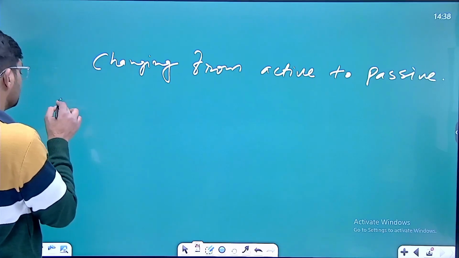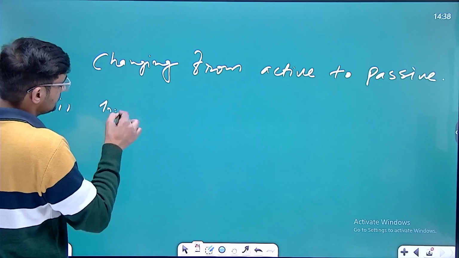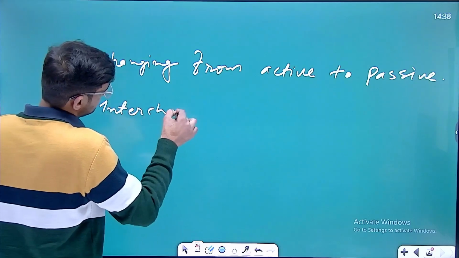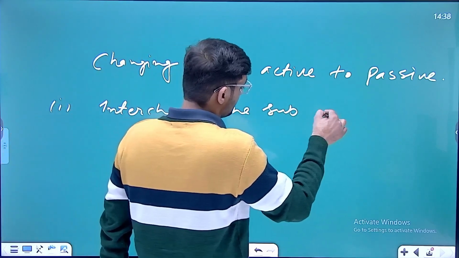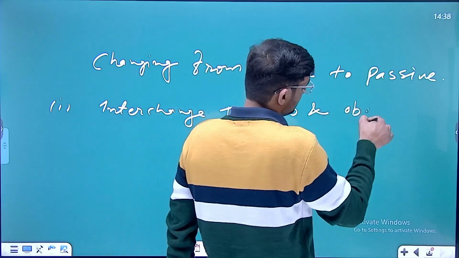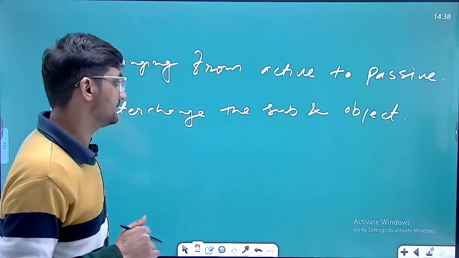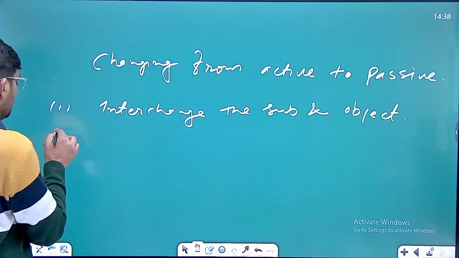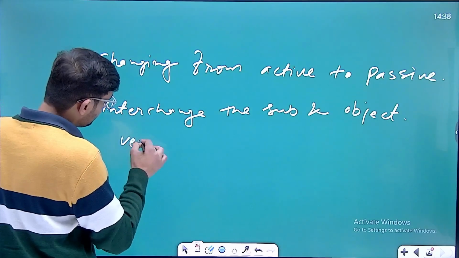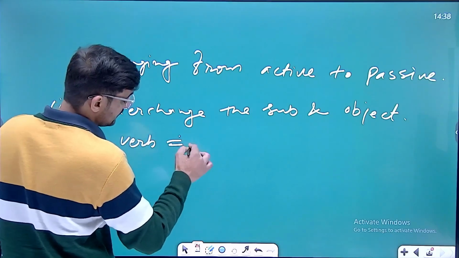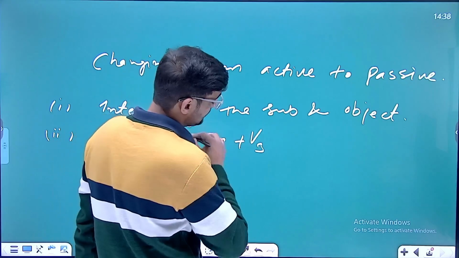The first one is, first you are supposed to interchange the subject and object. The first thing you need to do, that is interchange the subject and object in the given sentence here. And the second thing is, whatever the verb is given there, clear? Change the verb into be plus V3. Be plus V3.